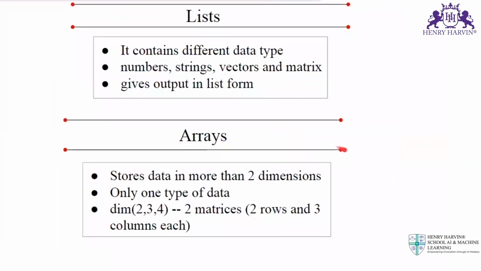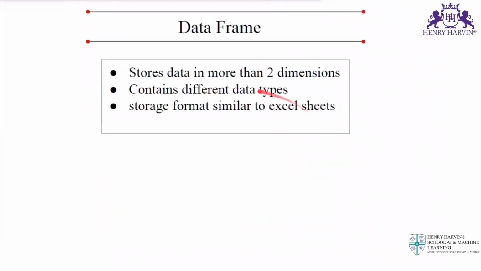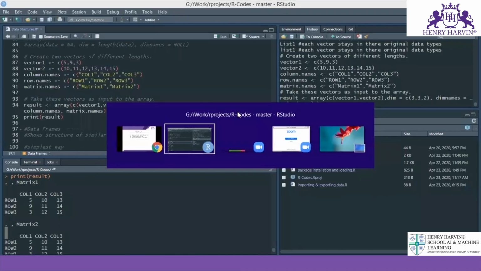Let's start with the last data structure, that is the data frame. Data frame is the most important and mostly used data structure. It is similar to the Excel sheet format. The way an Excel sheet contains values of different data types, whether numerical, character, logical, or any other data type, it is stored in the form of rows and columns only. There can be different data types, as I told you.